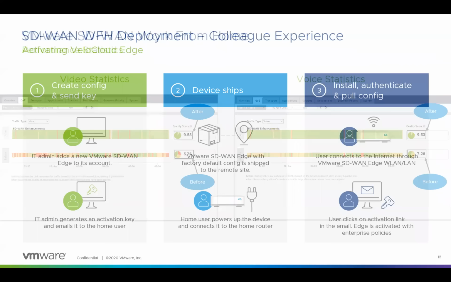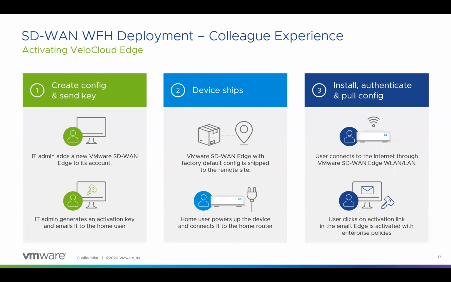So I just want to quickly walk through what's really involved in this process. The way it works is, step one is the provisioning of the edge. We have automated this, so the edge is provisioned by using the VeloCloud APIs. The second thing is we ship the device with the factory default config. Then the user powers the device up, connects through the internet, and clicks on the activation link. Once the user clicks on the activation link, the device gets activated, and the business policies are automatically downloaded on the device.